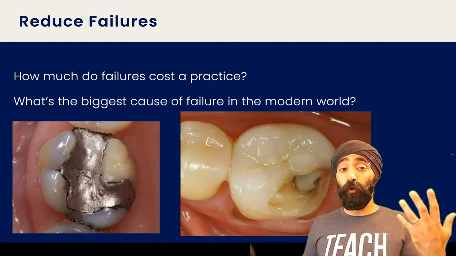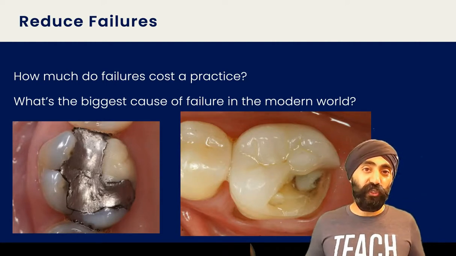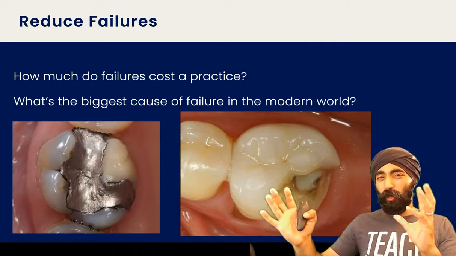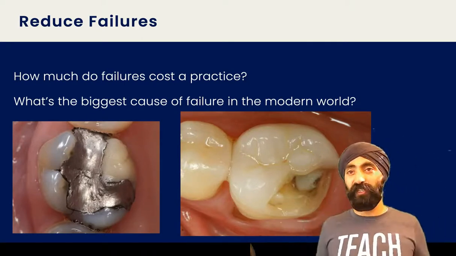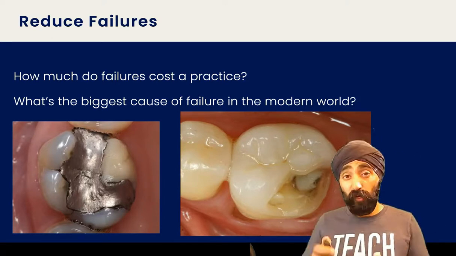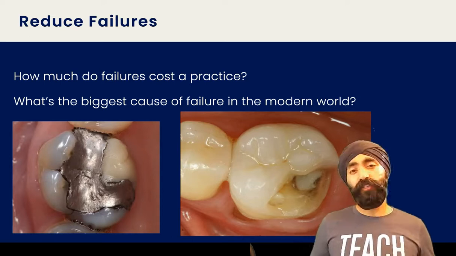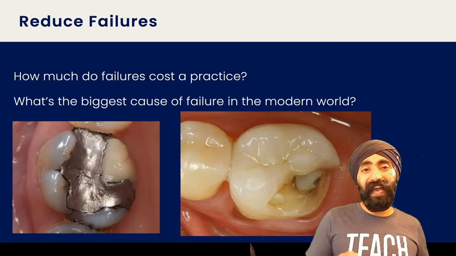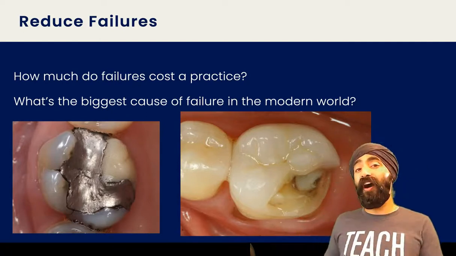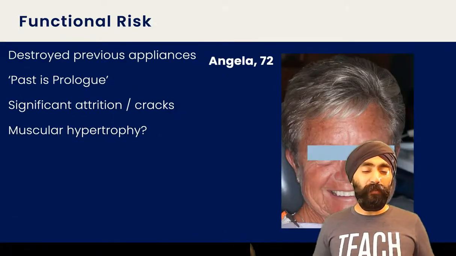One of the biggest causes of failure in the modern world is fractures and broken cusps. Yes, the problem is compounded by these large MOD amalgams placed 30, 40 years ago. But a lot of these patients will even destroy virgin teeth with vertical root fractures. You might have seen this already. So there is a case for helping these patients who are higher biomechanical risk or higher functional risk. And this is what I mean by functional risk.